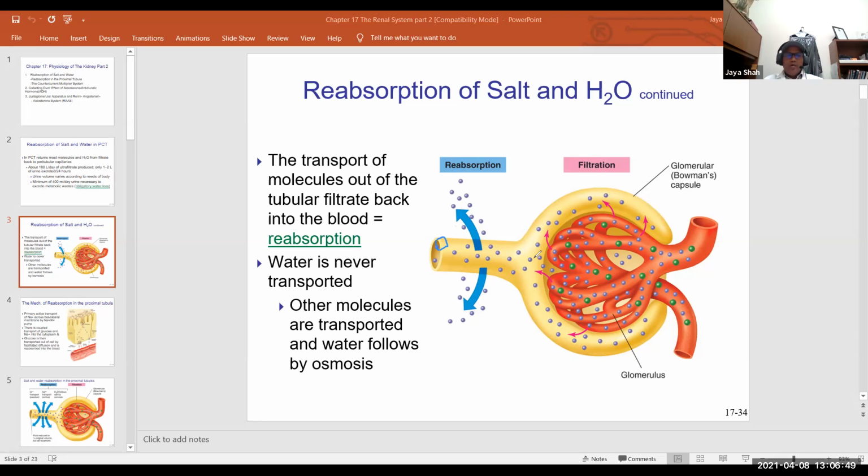So when filtrate comes here, it first passes through this plasma membrane, gets inside the cell, then through the basolateral membrane it comes into the interstitial space, which is outside the cell. Then it passes through the endothelial cells, which are the wall of the blood vessel, and enters the blood vessels and mixes with blood. Are you following me? That is reabsorption, okay?